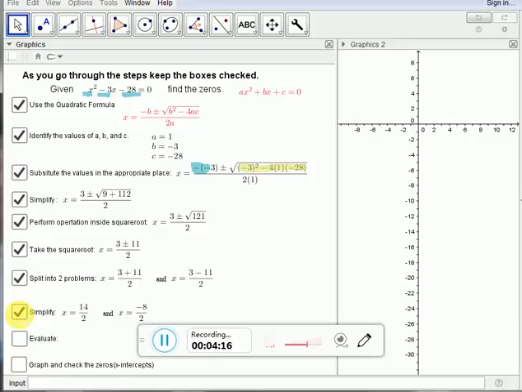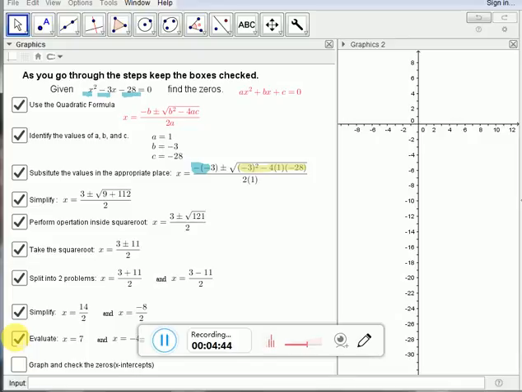Now we're supposed to evaluate all the way through. 14 divided by 2 is 7, and negative 8 divided by 2 is a negative 4. So using the quadratic formula, we have calculated that our two zeros are when x is 7 and also when x is a negative 4.